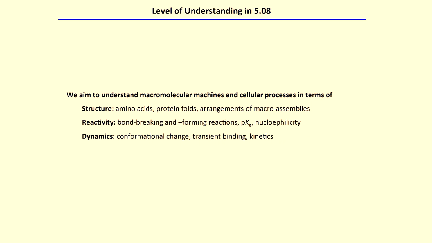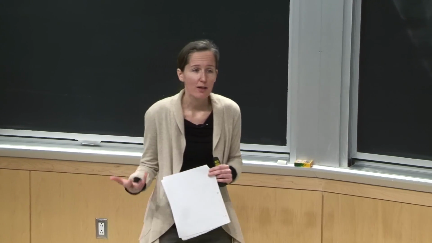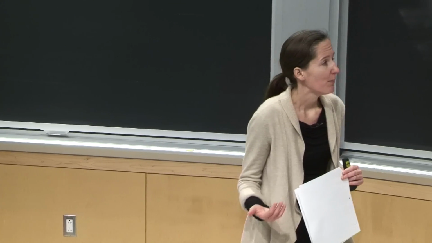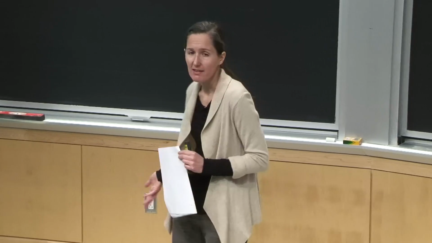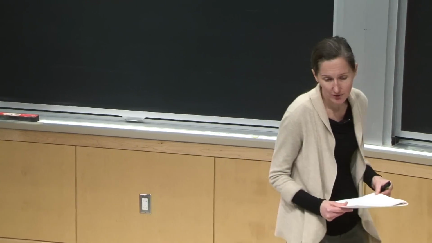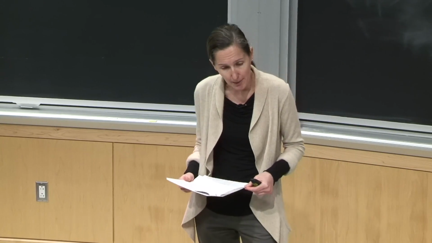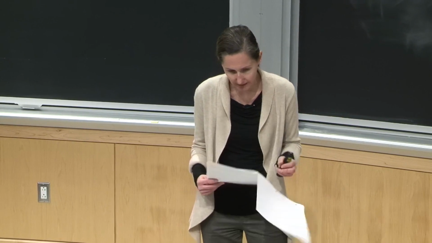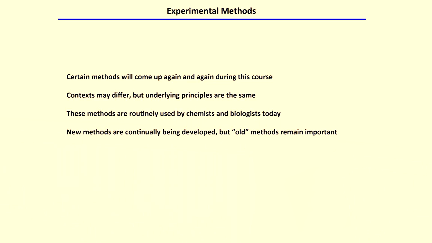And then something to keep in mind is dynamics. So the macromolecular structures and enzymes and proteins we'll look at are dynamic. Often we only have a static picture or some number of static pictures. But there's conformational change, transient binding occurs, and we always need to think about kinetics. So these are things just to keep in mind when you're reading and questioning to yourself about any given system here. So what about experimental methods?